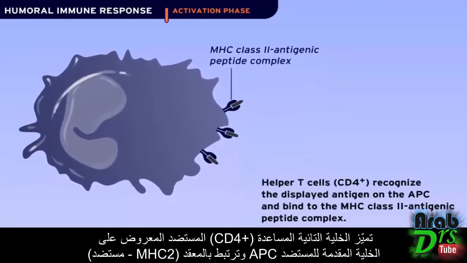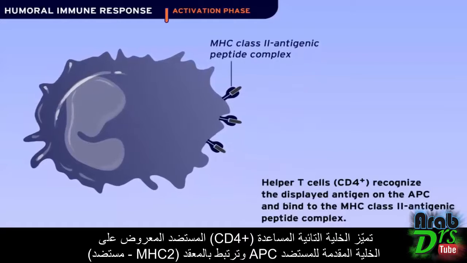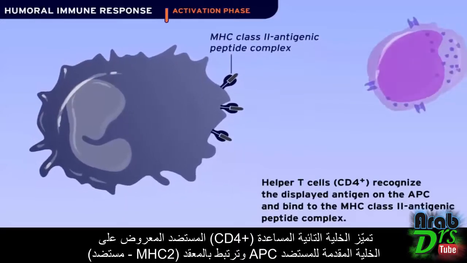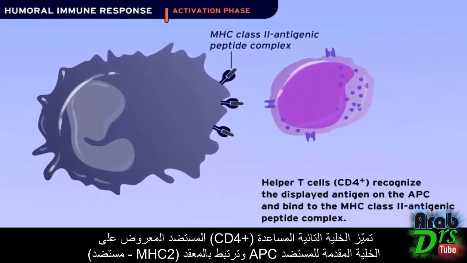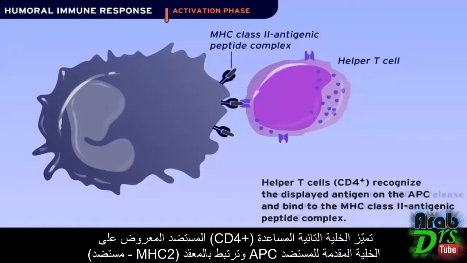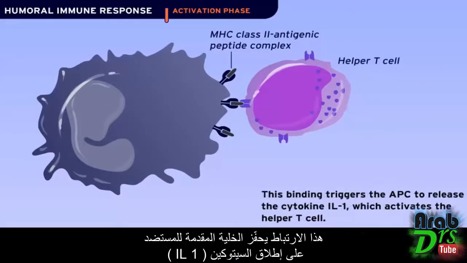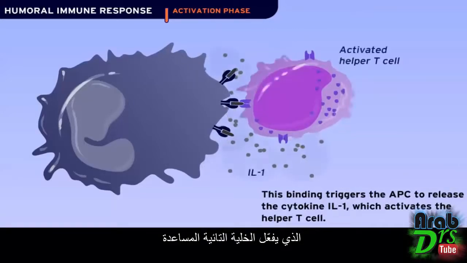Helper T cells, CD4+, recognize the displayed antigen on the APC and bind to the MHC class II antigenic peptide complex. This binding triggers the APC to release the cytokine IL-1, which activates the helper T cell.